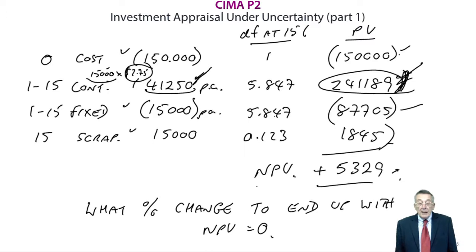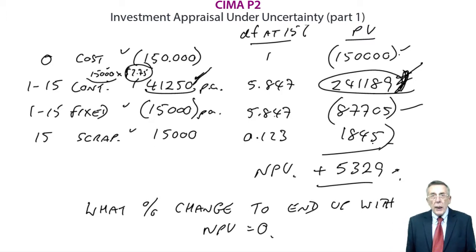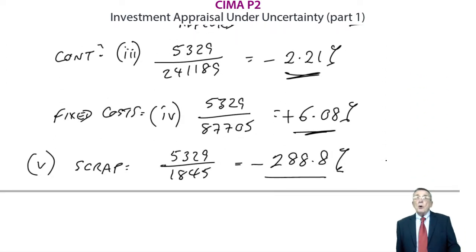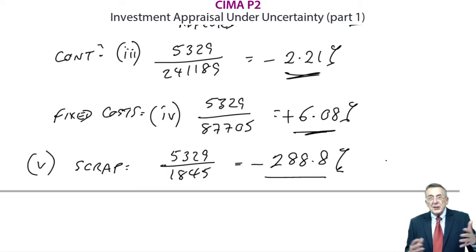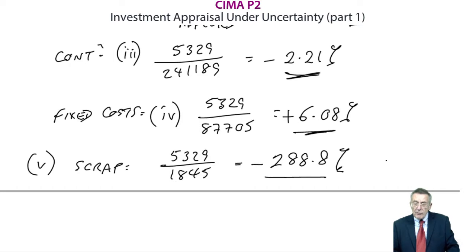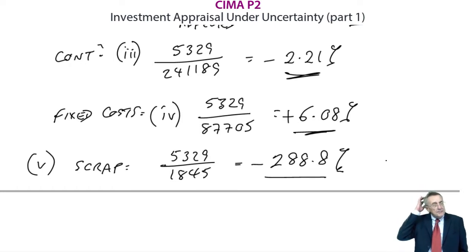And so really, you would say, well, it doesn't matter how much it falls. It's almost irrelevant. You'd say it's not sensitive at all. The only sense in which 288% could just be relevant is if there were a possibility that we might have to pay to scrap it. Maybe it's toxic and it's costing us money to remove it. Then the scrap could be negative, and then there would be a relevance, that 288%.